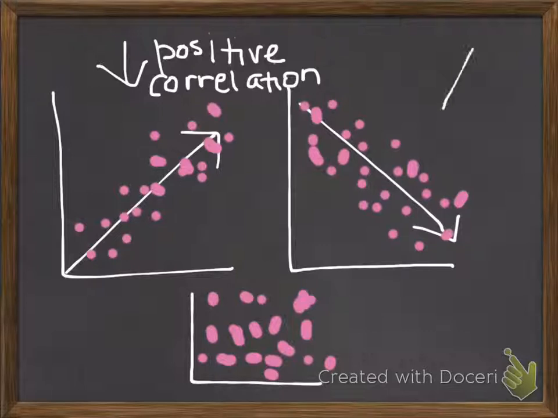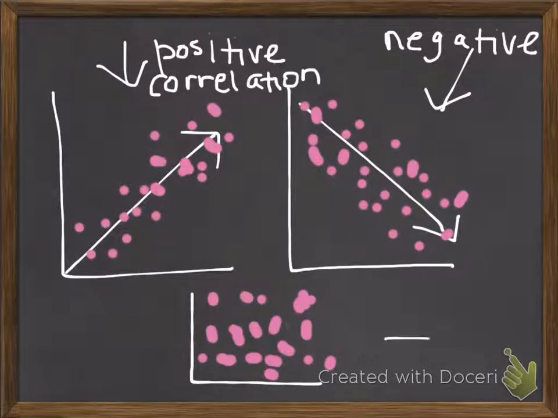Now, same idea for the next one. Look from left to right. I've drawn the line down, and it's because most of the points are going down from left to right. So that would be a negative correlation. And then notice the third one, I do not have a line drawn through it because there's no pattern of the points, and the points are kind of scattered all over the place, literally. So this would be no correlation.